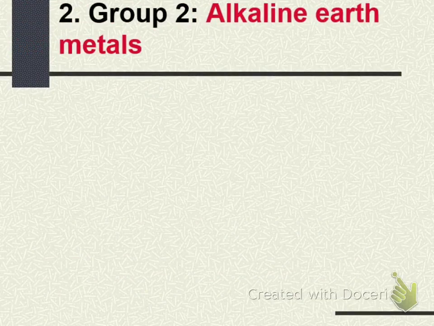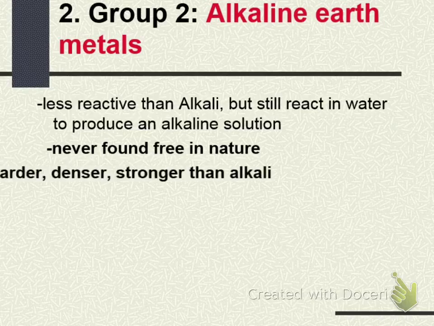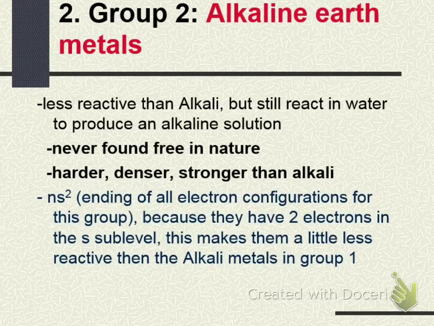That brings us to the alkaline earth metals, which is group 2. They are less reactive. They are also not found free in nature. And they're harder, denser, and stronger than the alkali metals. The ns2 configuration means that they have 2 valence electrons in their s sublevel. This makes them a little less reactive than the group 1s, but they are still very, very active. That's your things like calcium, magnesium, and strontium. Those are just 3 of them.